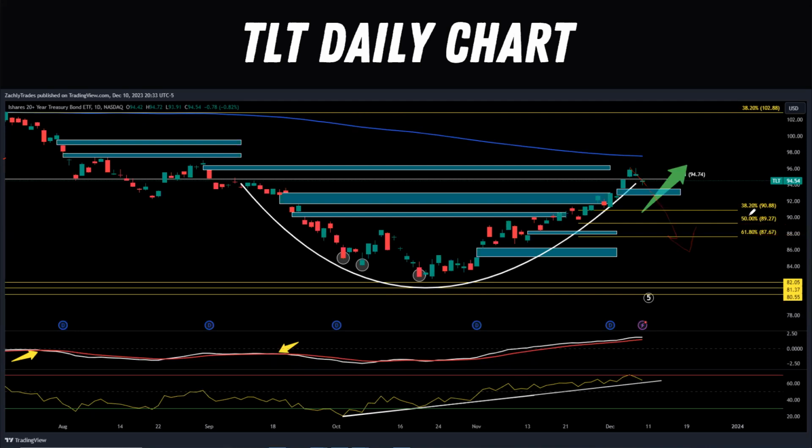Now, if CPI comes in good on Tuesday, remember, this is most likely going to continue to push TLT higher because the market's going to continue pricing in those Fed rate cuts.